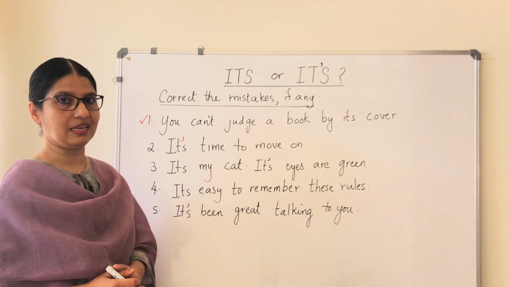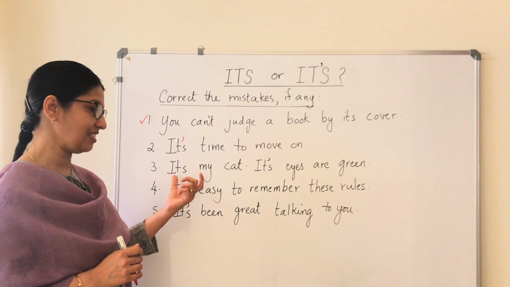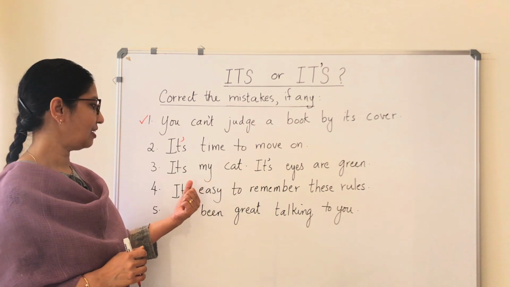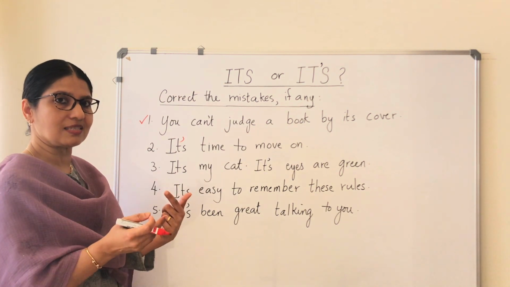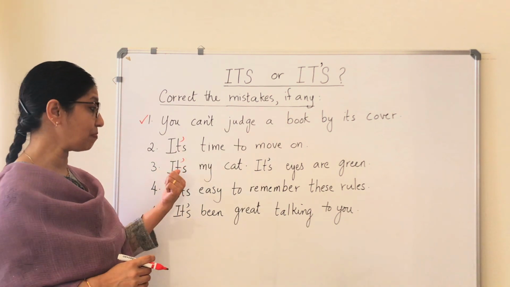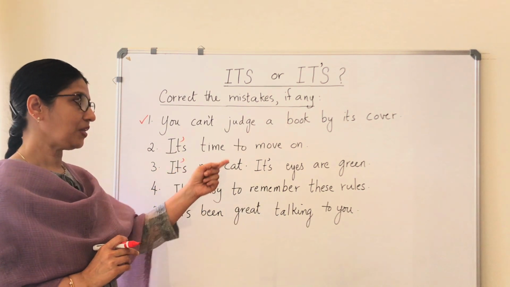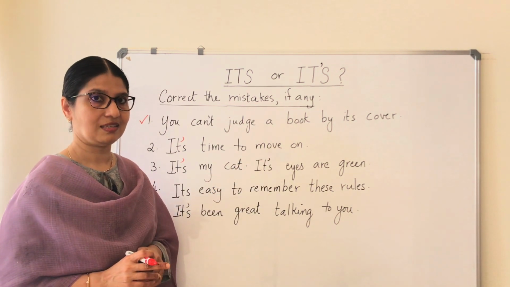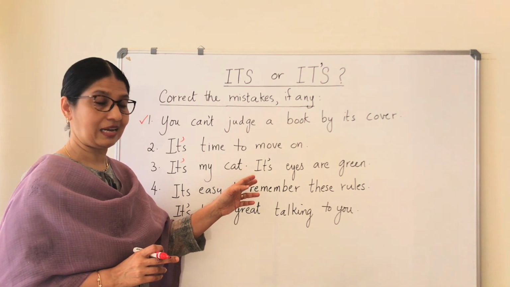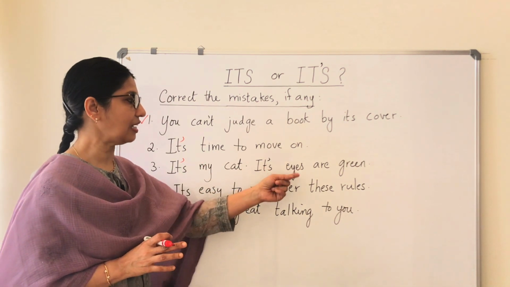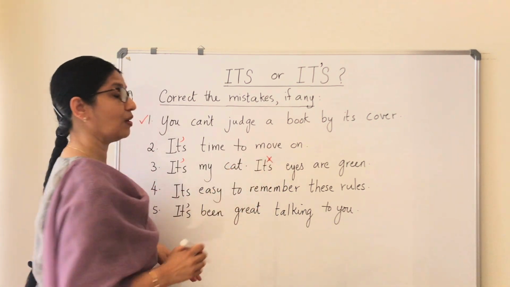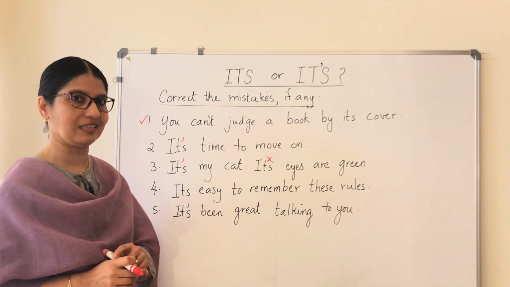Its eyes are green. So you have two its in this question. It's my cat. What do you think of that? Here actually I'm talking about it is my cat. So it should take an apostrophe. It can be replaced with it is. Then its eyes are green. You can see that I'm talking about something the cat possesses. And to be double sure, you can see that it's followed by a noun. So it should be its without an apostrophe. So its eyes are green.